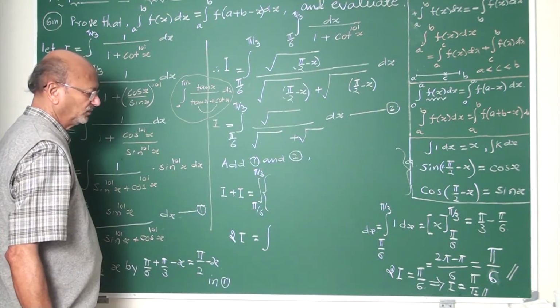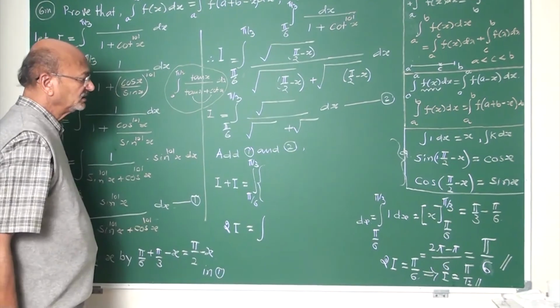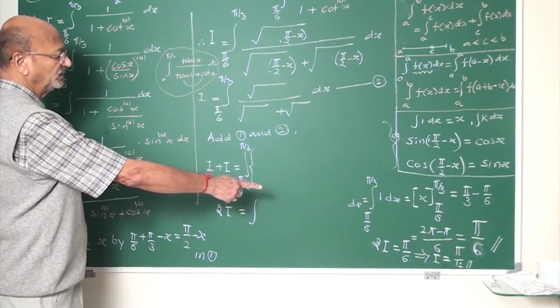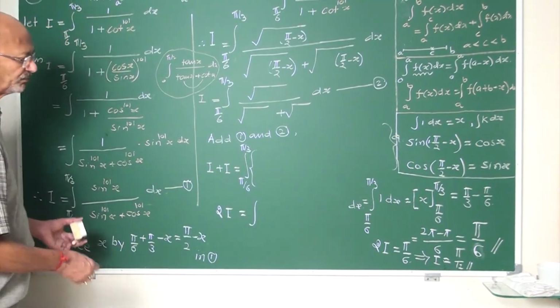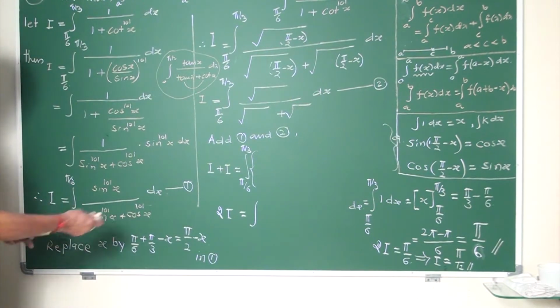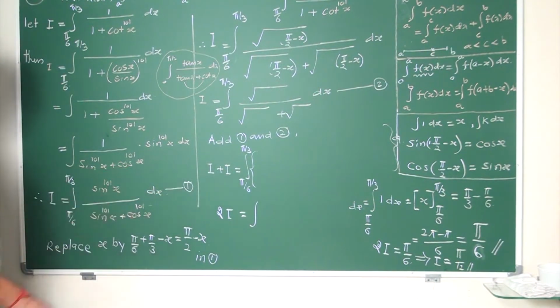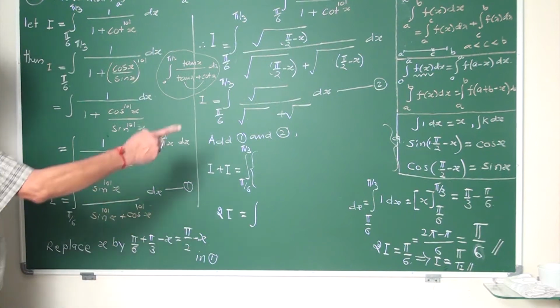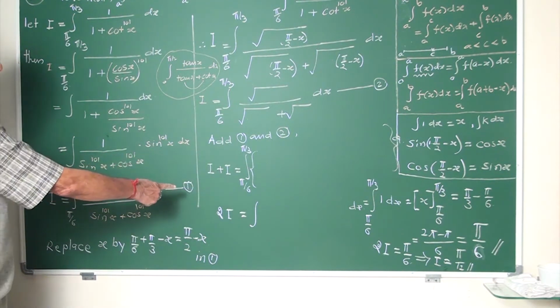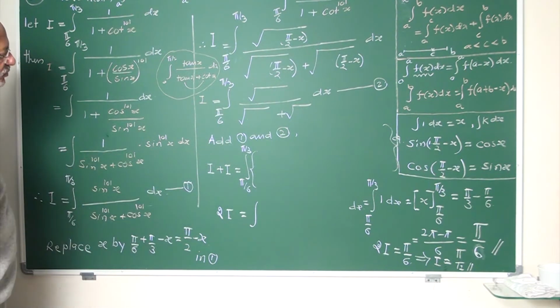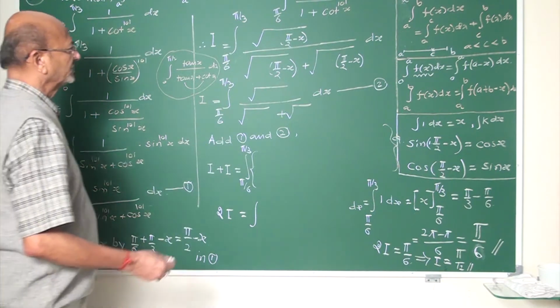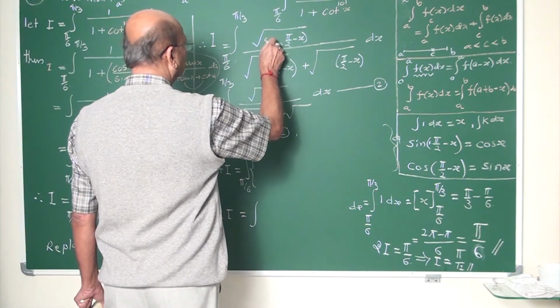That is the answer connected with the previous example. It is 2I. Yes, my friends, please note that change. Please correct it. Write one more step, because pi by 6 is the value of 2I, so I is pi by 12. Yes, my friends, correct it.